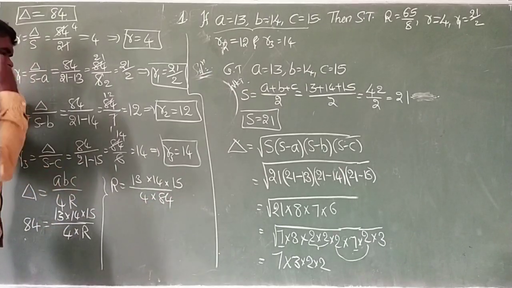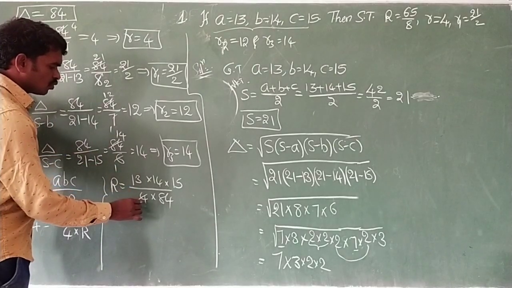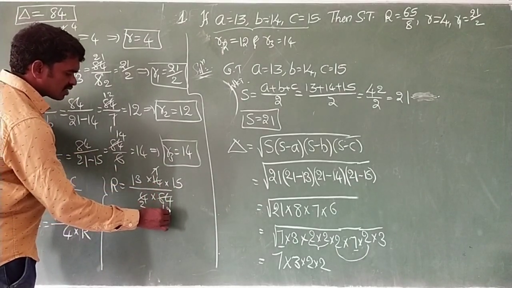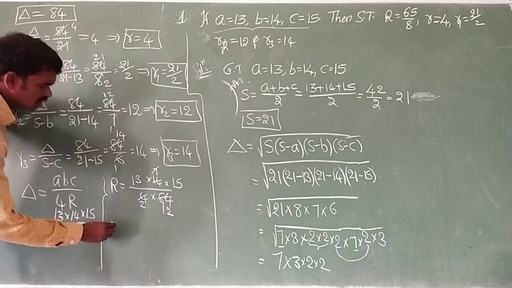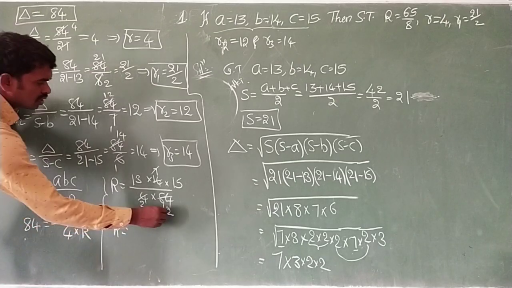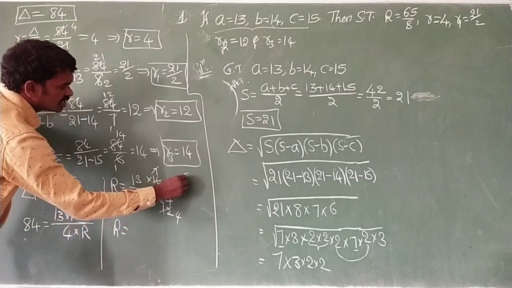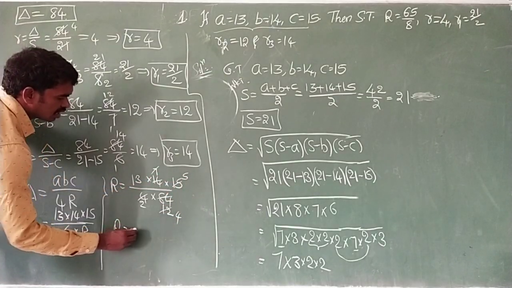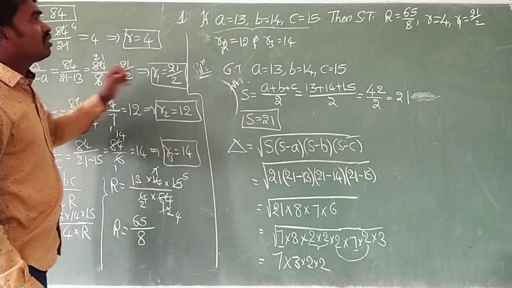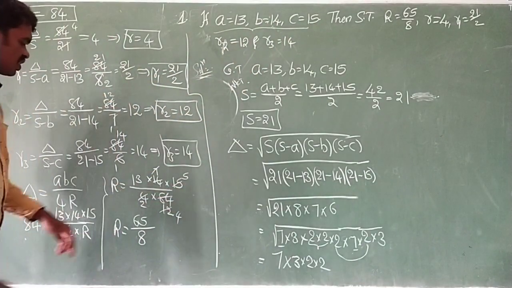Now do the cancellation. In which table? 2 twos are 4, 2 sevens are 14, 7 ones are 7, 7 twos are 14. Is there anything to answer? No. So R equals, 3 fours are 12, 3 fives are 15. Very good. Now 13 into 5 is 65, 2 into 4 is 8. Got it? What we have to prove? Capital R equals 65 by 8.